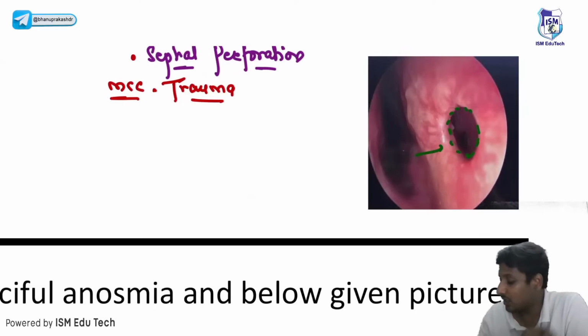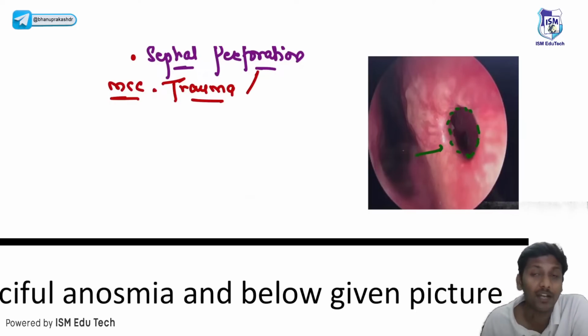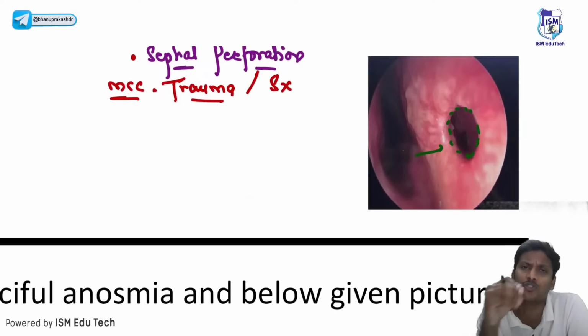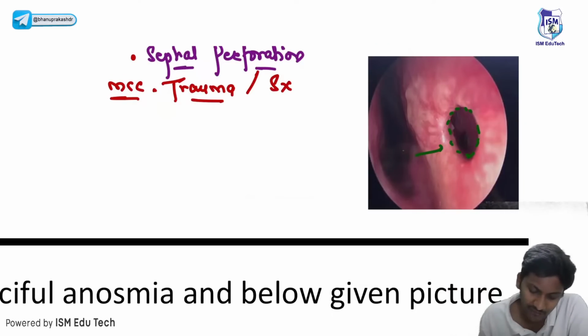Next is, which local anesthetic can lead to septal perforation? Please let me know that in the chat box. Which local anesthetic has the capacity to cause septal perforation? Please let me know that once. Okay. Apart from this, definitely apart from trauma, other cause can be a surgery. That is also a type of trauma itself, iatrogenic trauma only.